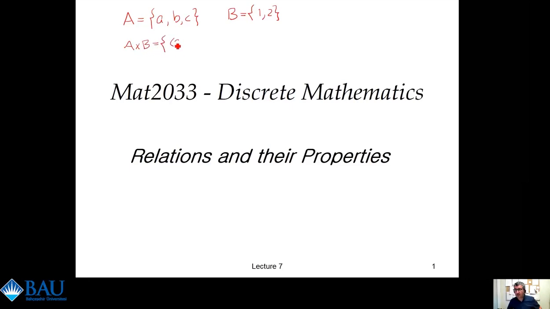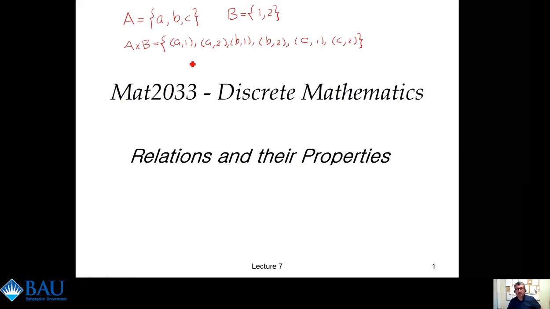We have A1, we have A2, B1, B2, C1, and C2. So we have a set A and set B. We can define the cross product of A and B, which has 6 elements here.